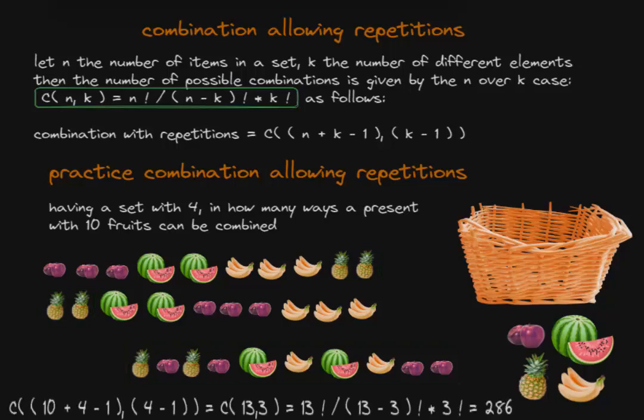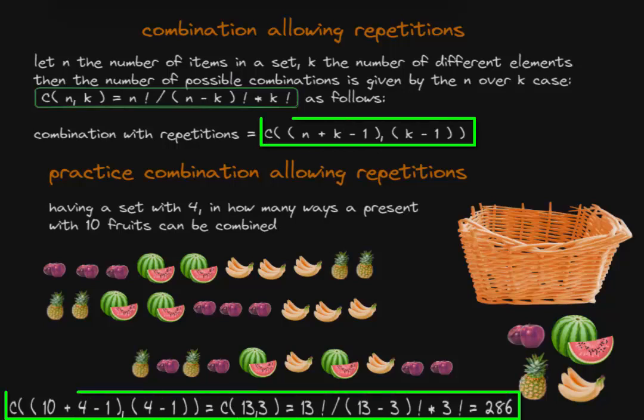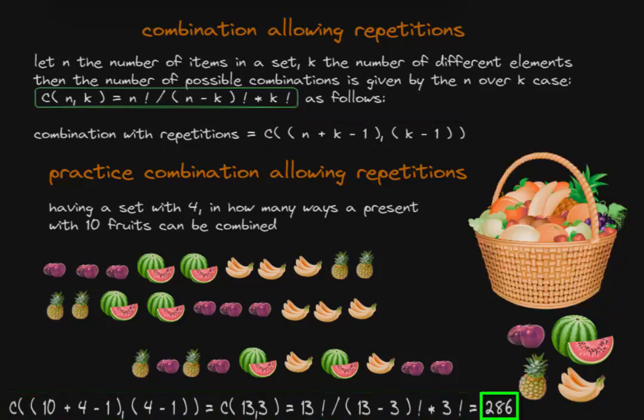Well, to get this number we use a special n over k case, and the process will be pretty much the same. So applying the formula we found that there will be 286 different combinations with 4 elements in a 10-element set.